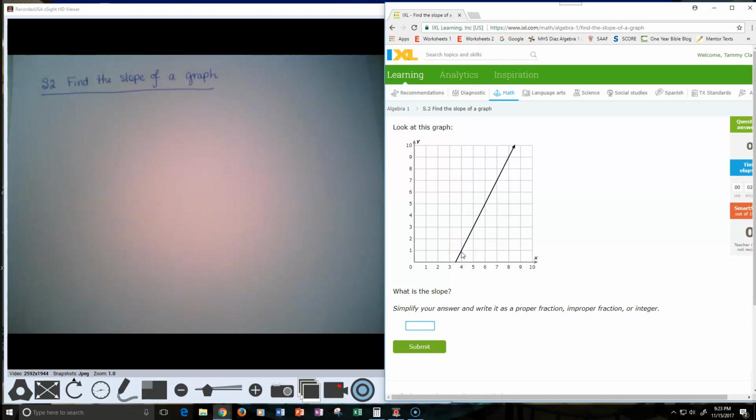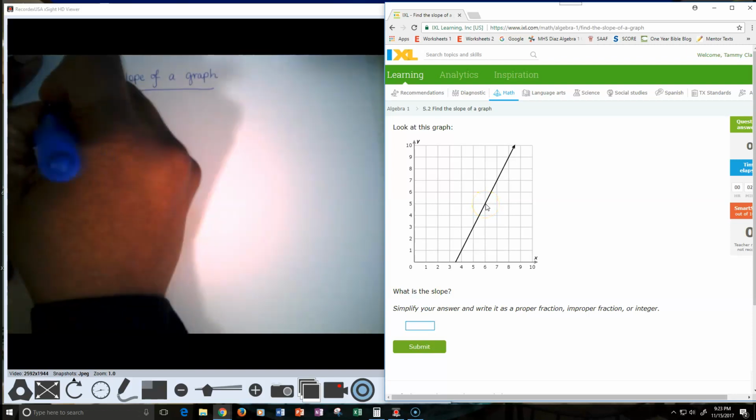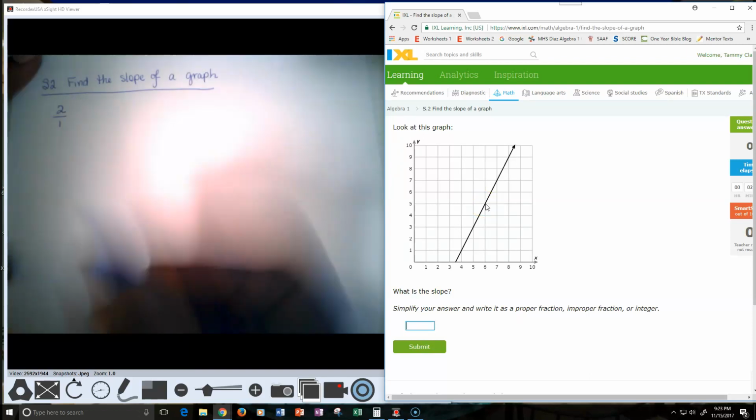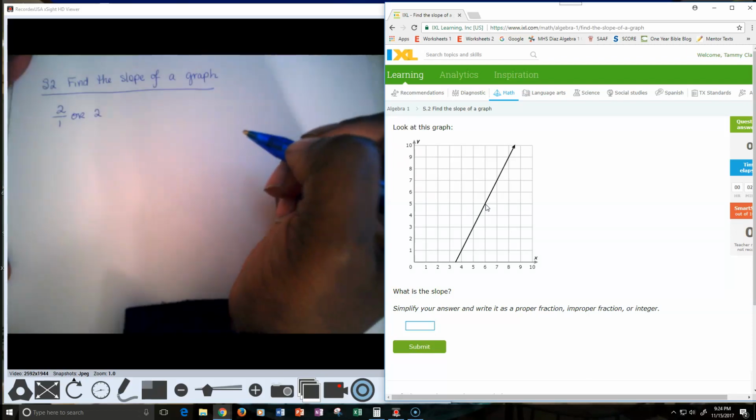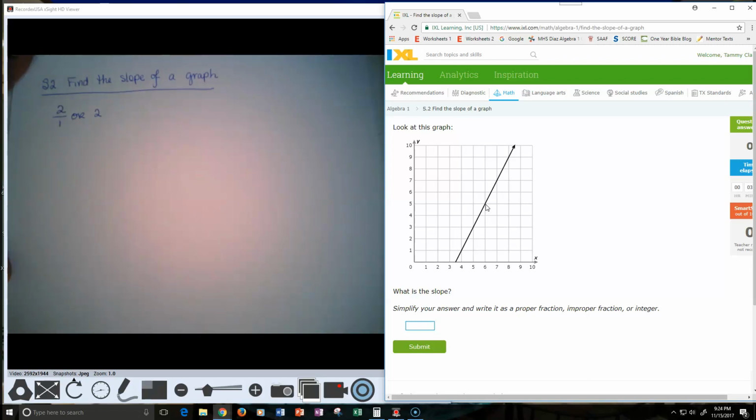So again, I start here, count up 1, 2, and over 1. Do it again, 1, 2, and over 1, which means that our slope would be 2 over 1, or we can just simply write that as 2. Now, if you want to make sure that you're doing this correctly algebraically, I want to introduce to you S3, which is kind of what we did in R2, I believe. Just pick two ordered pairs.